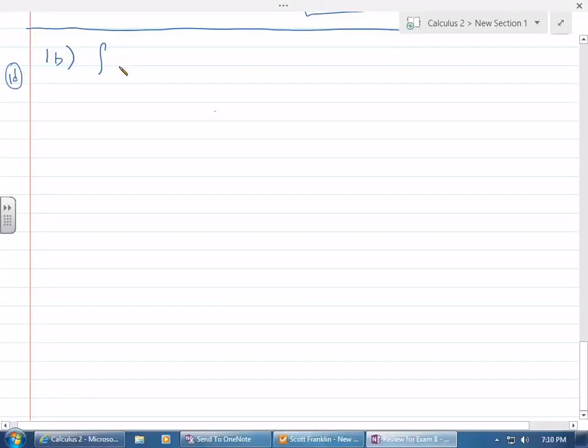All right, so 1b, the problem is the integral of t to the fourth natural log of t dt. Do you remember the acronym I gave you? LIATE? Oh, yeah. As to where you should start with an integration by parts choice for your u and for your dv. LIATE: logarithm, inverse trig function, algebraic, that's like your polynomials, trigonometric, and then exponential.